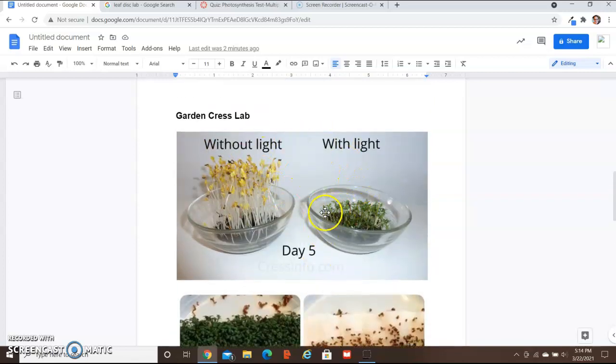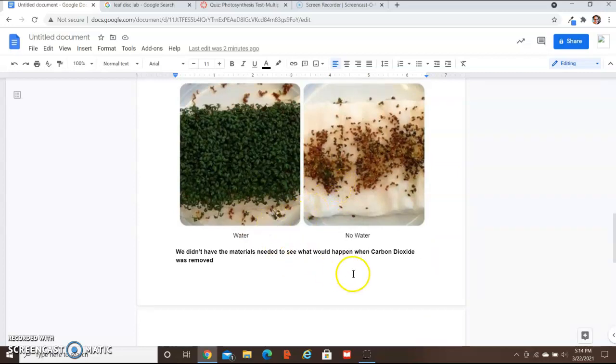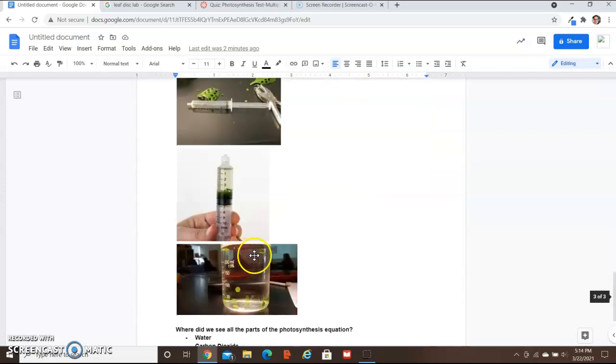So light, we checked off light. Water. The last thing is carbon dioxide. We tried to test carbon dioxide, but we didn't have the materials we needed, so we weren't able to see what happened when a plant doesn't have carbon dioxide. But we were able to test water and sunlight. In order to test carbon dioxide, we would need a vacuum, which we did not have.